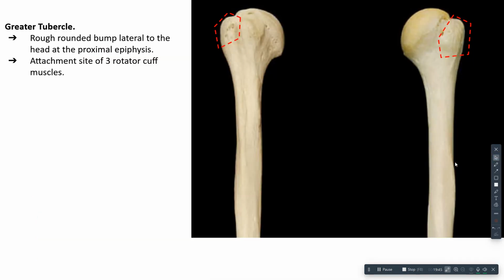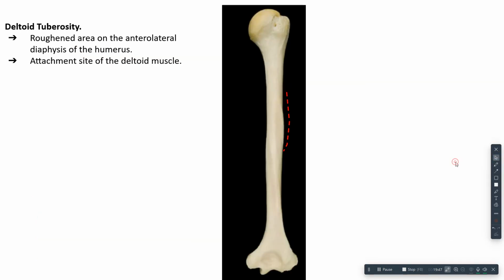All right, very good, very good. We did that. Okay, I'm going to leave the proximal epiphysis, and we're going to head down to the diaphysis. Remember, the diaphysis is that shaft of the long bone. And the only thing on the diaphysis we have to know is this roughened, bulgy area, kind of anterolateral, that is called the deltoid tuberosity.